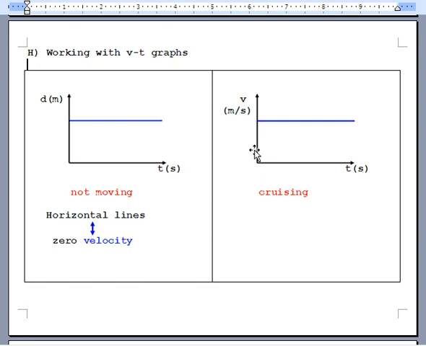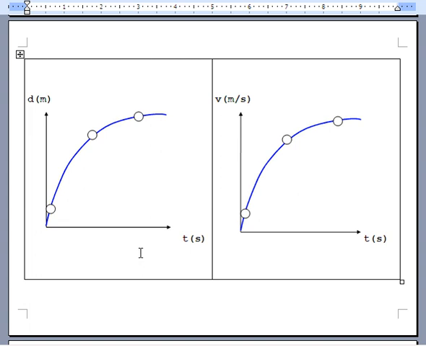Another way to think about this, if you want to play that, hey, let's switch the word game, let's switch velocity to acceleration, is that horizontal lines on a position time graph show us that the object has zero velocity, while a horizontal line on a velocity time graph tells us that the object has zero acceleration. So cruising means zero acceleration, not moving means zero velocity. Same thing.